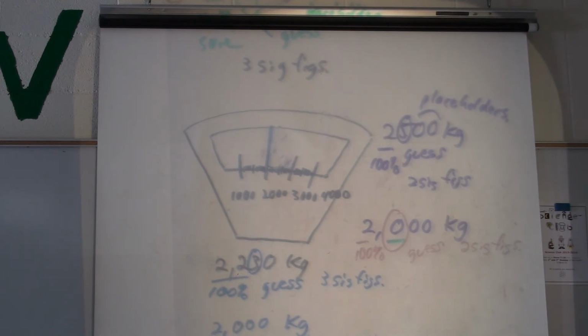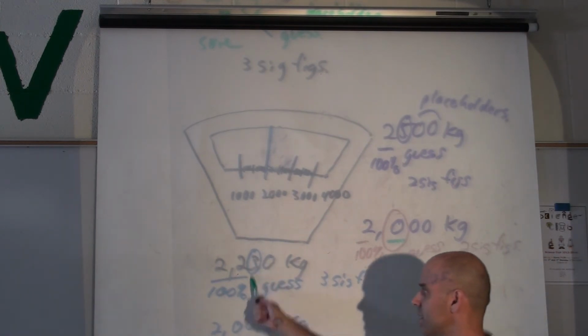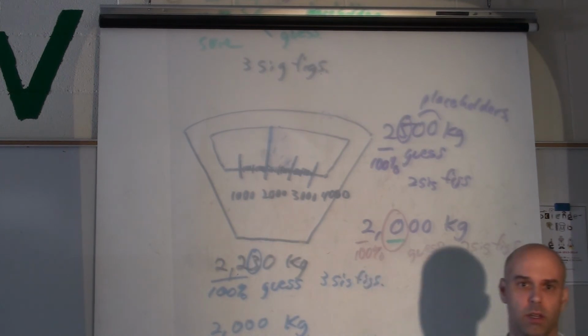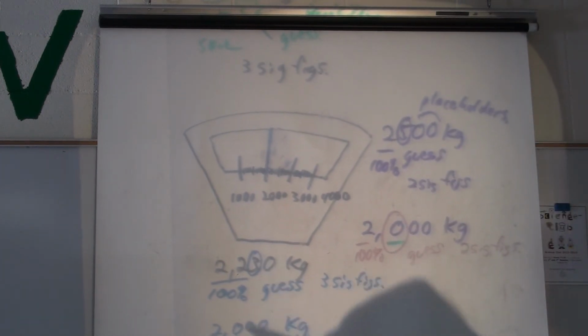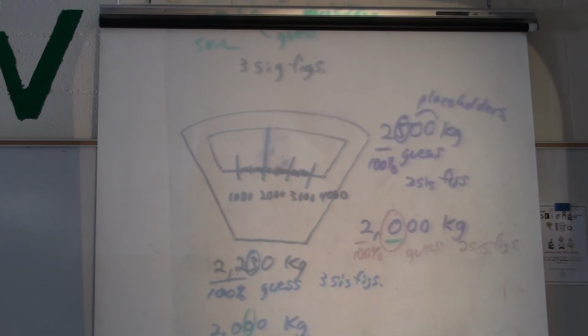But how do I let somebody know that I'm guessing to the tens place? The underline. So that is my guess. These 2 numbers we're sure about, and we still have 3 sig figs. Do you have a question, Bethany?